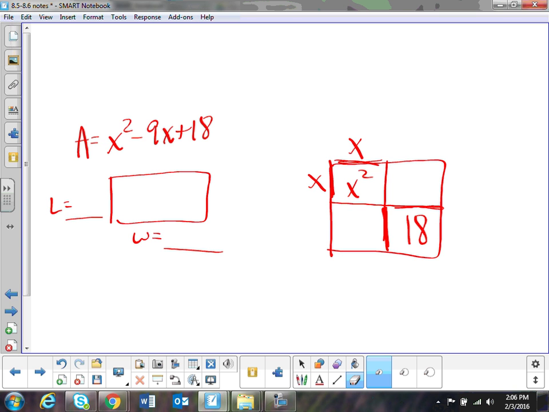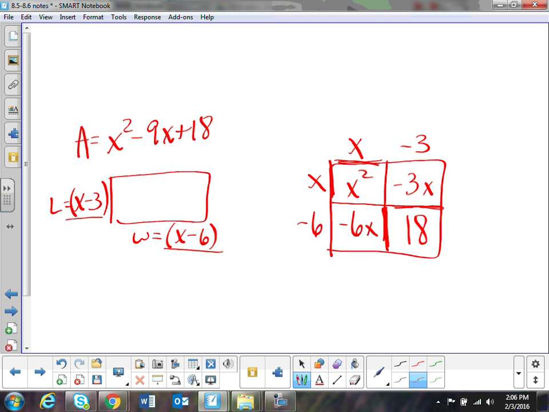So we got 6 and 3. Negative 6 and negative 3. So 2 negatives make a positive, good, so that's negative 6x, negative 3x, that adds up to that. So there's your length and there's your width, or vice versa. Okay? You can switch them up. So x minus 6 is one, x minus 3 is the other.